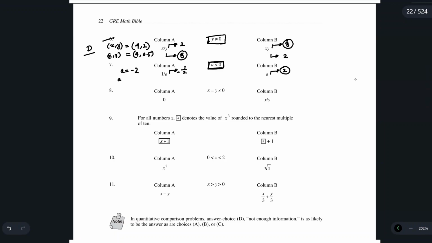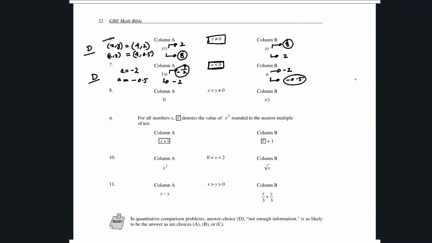So we'll have minus half, and for column B, we'll have minus 2, and we know that minus half is greater than minus 2. But for the second case, if we choose something like minus 0.5, here 1 over minus 0.5 is minus 2. And for column B, we'll have minus 0.5. We know that column B is larger. So still we cannot decide. So the answer for question 7 is also D.